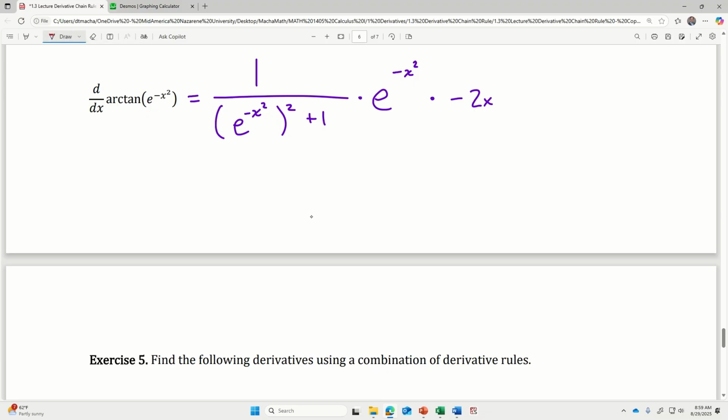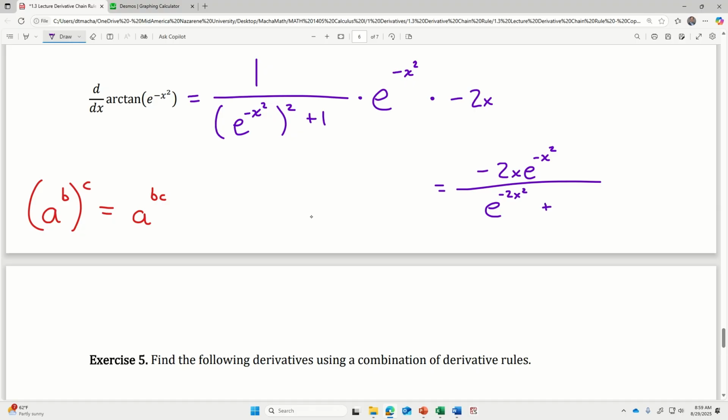There's a little property of exponents that we can use here. If I have a raised to the b power, all raised to the c power, this is the same thing as a raised to what power? B times c. And so if I really was excited about simplifying this as much as possible, one way I could simplify this is I could say negative 2x e to the power negative x squared divided by e to the power negative 2x squared plus 1. I just moved the 2 on the inside there.